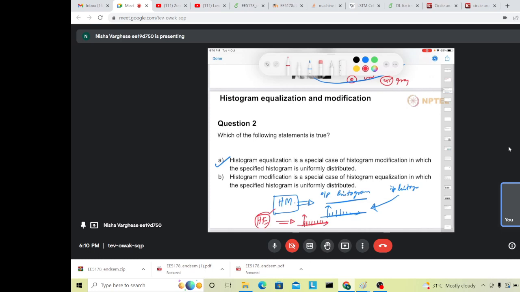After histogram equalization, we'll get an output of a high contrast image, that is, all the intensity levels will be there, the 0 intensity and the brightest intensity will be in the image. That is what is meant by a histogram equalized image. But in histogram modification, we can give any output histogram, like less contrast or high contrast. That is up to us. So the answer is A. Histogram equalization is a special case of histogram modification in which the specified histogram is uniformly distributed.